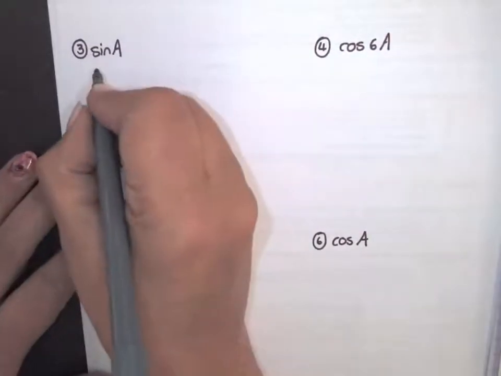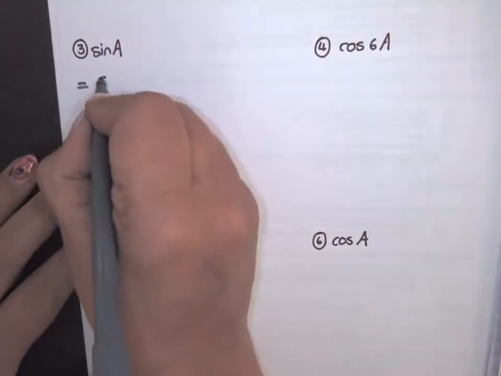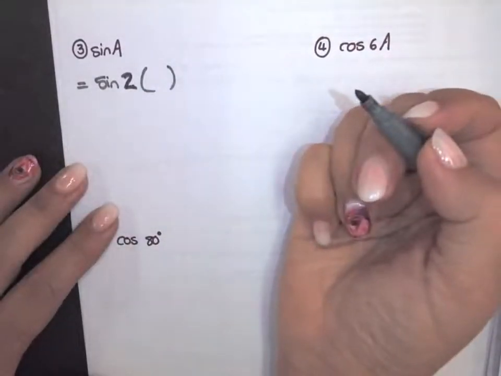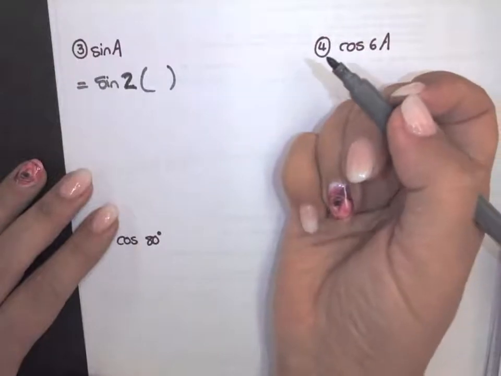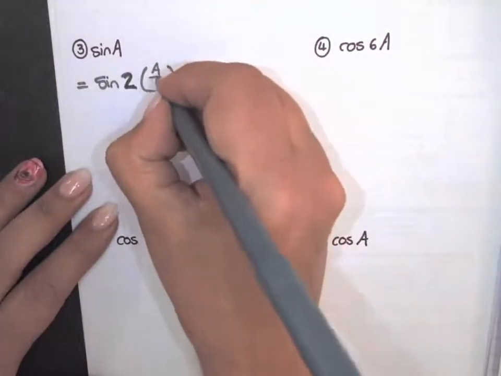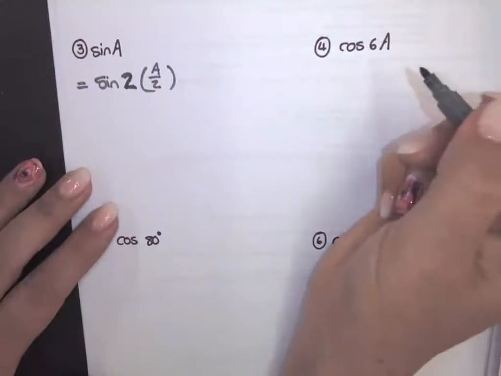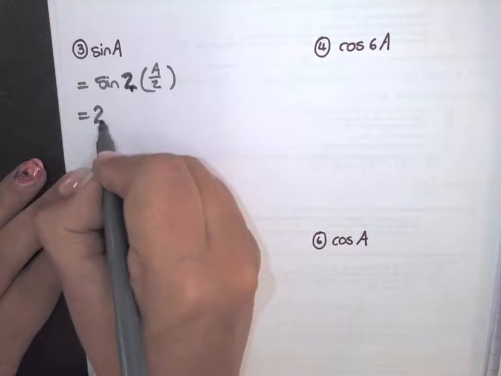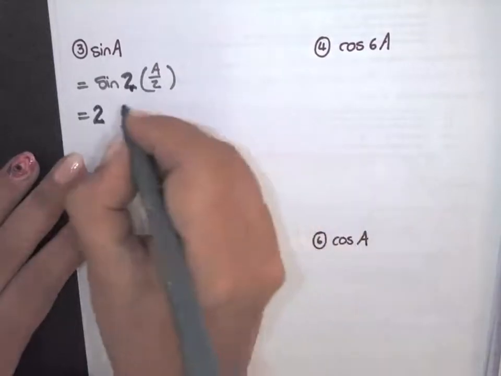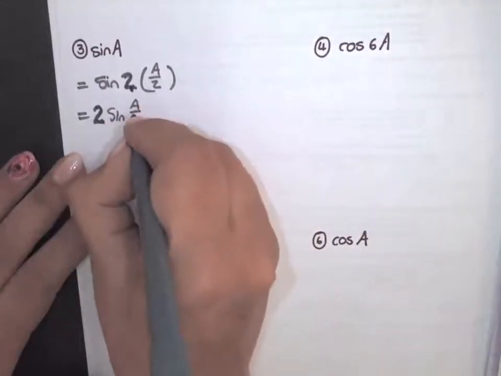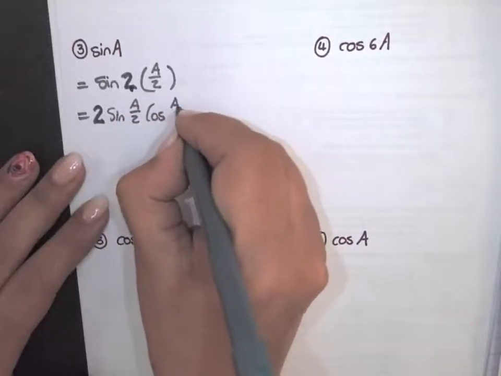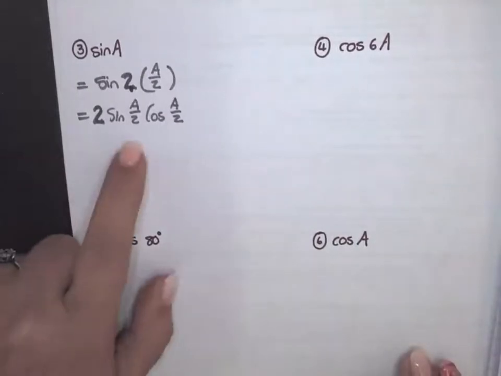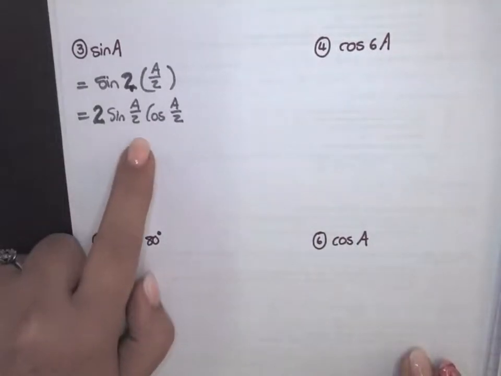We have to write sine A as a double angle. So it's sine 2 times what gives you A? A half, so it will be A over 2. Very good. The 2 of the double goes in front, and then we do our pattern. Sine of A over 2 cos of A over 2. I like asking this question in tests.